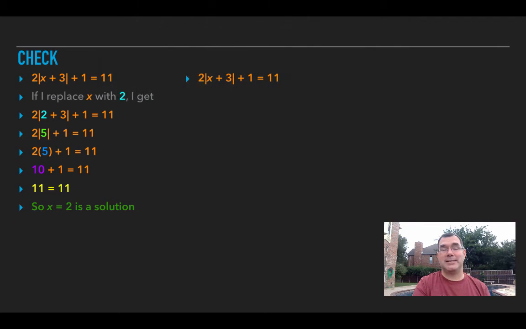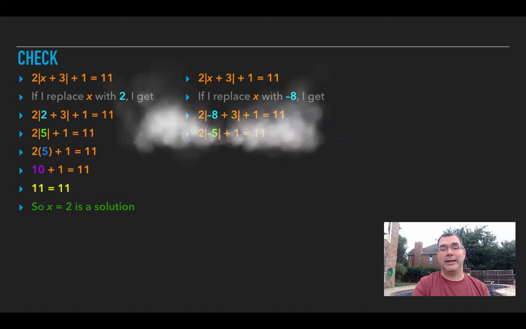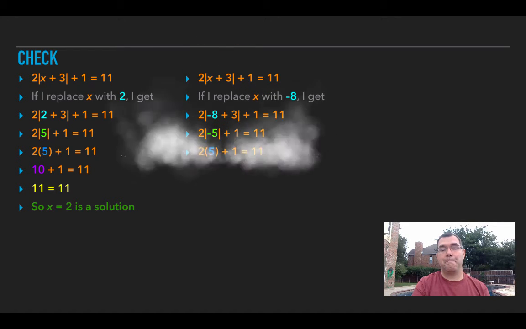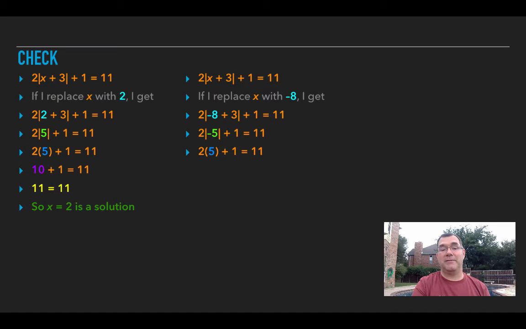Now let's try the same equation, plugging in negative 8 for x. If I do that, it looks like 2 times the absolute value of negative 8 plus 3 plus 1 equals 11. Well, looking inside the absolute values, negative 8 plus 3, that's negative 5. The absolute value of negative 5 is 5. 2 times 5 is 10, and 10 plus 1 is 11. So that x value works as well.